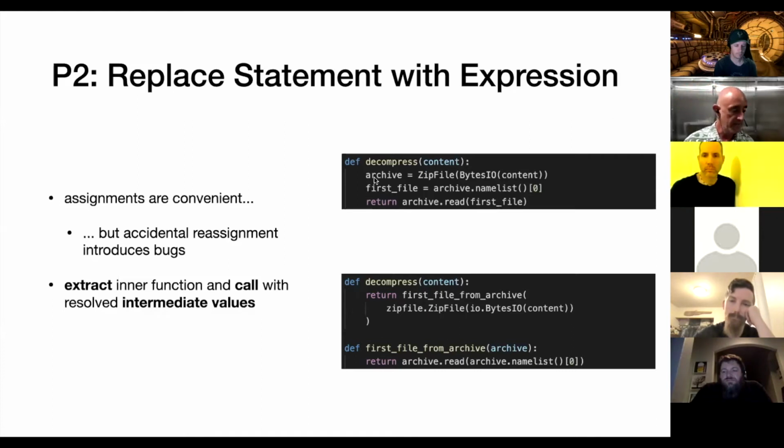So instead of assigning this to archive and then continuing iteratively, imperatively through that, I call a function and pass to it the computation that determines what the parameter should be. In general, find ways to extract inner functions and call them with resolved intermediate values. That's really what that's saying.